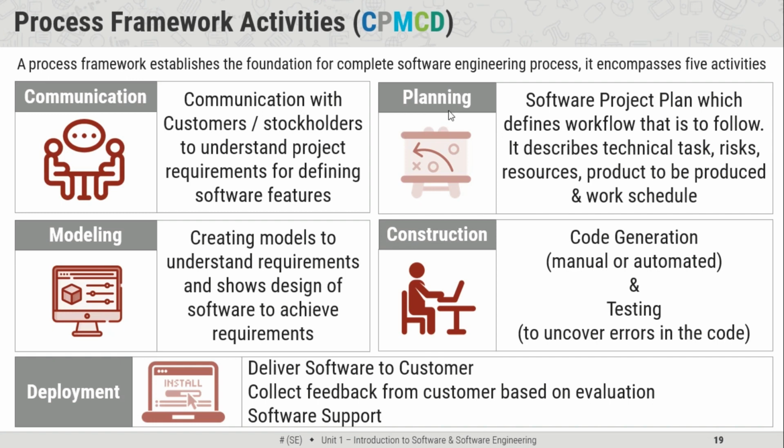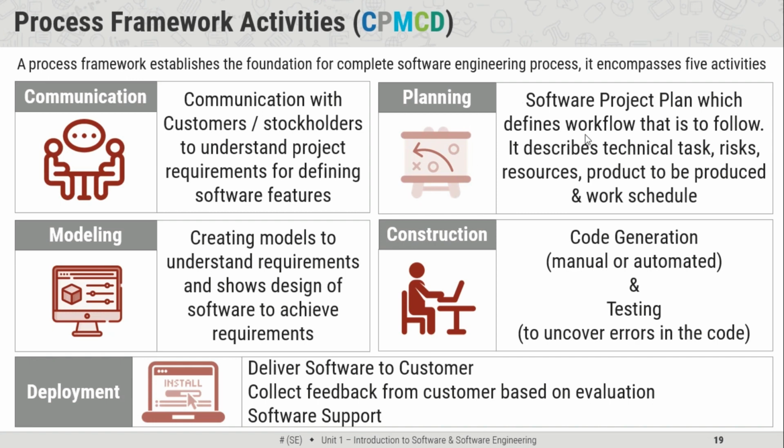Next is planning. Once we identify what the problem is, then we can easily get the solution for that particular problem. To get the solution, we plan what our deadline will be. So the software project plan defines the workflow, what work we want to do, that is to be followed. It describes technical tasks, risks, resources, products to be produced, and the work schedule.